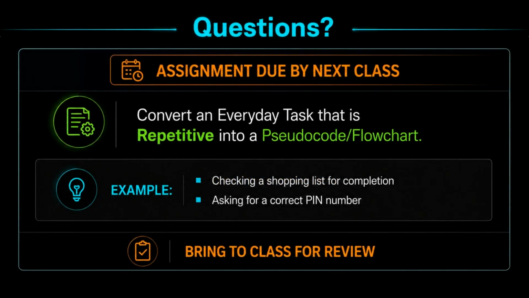Before next class, convert an everyday repetitive task into pseudocode and a flowchart. Something like checking a shopping list for completion, or repeatedly asking for a correct PIN number until it's entered right. Bring it to class for review, and be ready to walk through how your loop's prime, test, and prompt steps map onto the real-world task you picked.